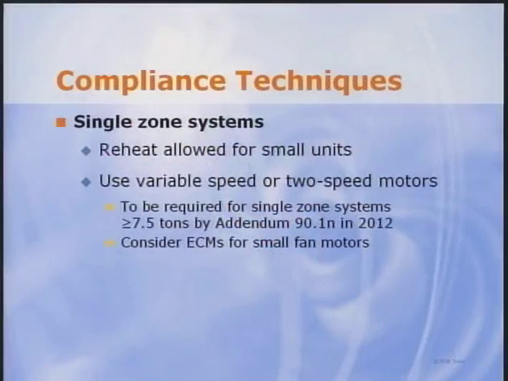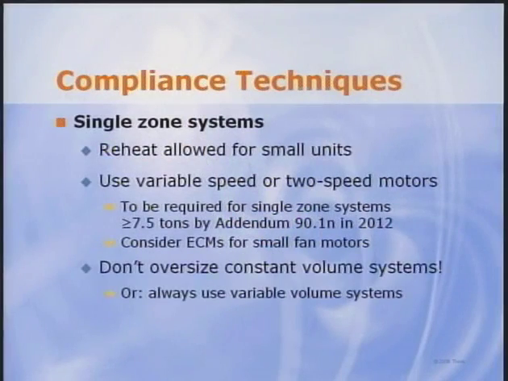The rapidly falling cost of electrically commutated motors, or ECMs, which are inherently variable speed, is making it cost-effective to make even the smallest fan coil variable speed. ECMs are also more efficient than standard motors. One last reminder, don't oversize constant volume systems. Not only does this increase fan energy, but it results in poor dehumidification.